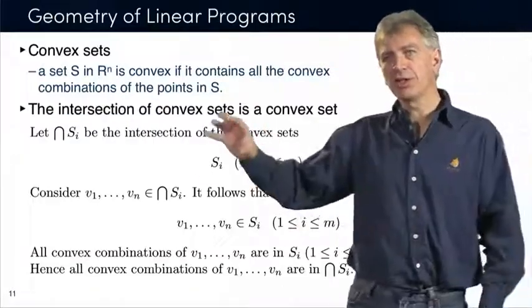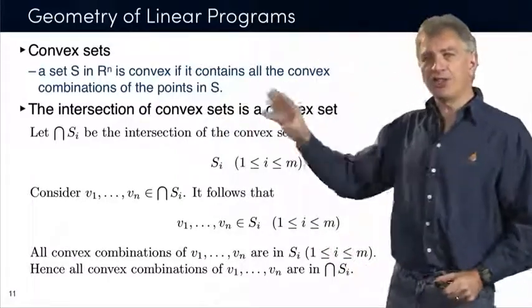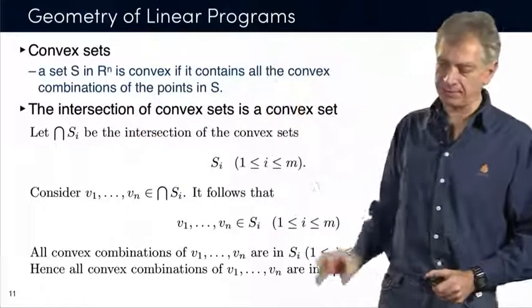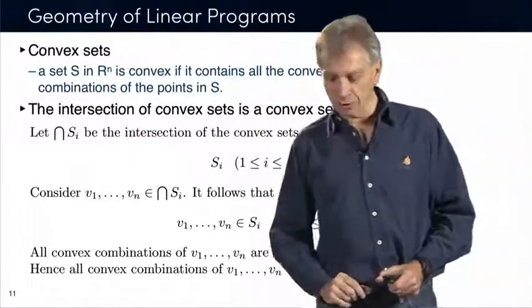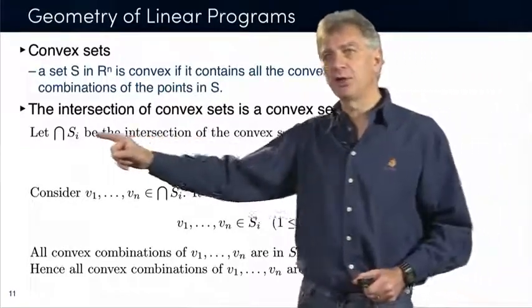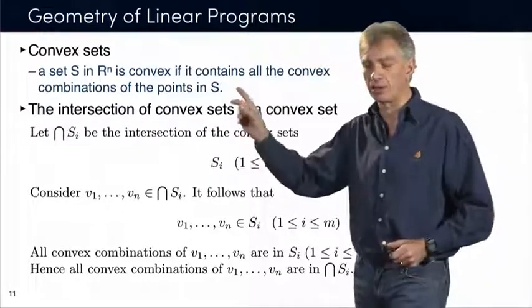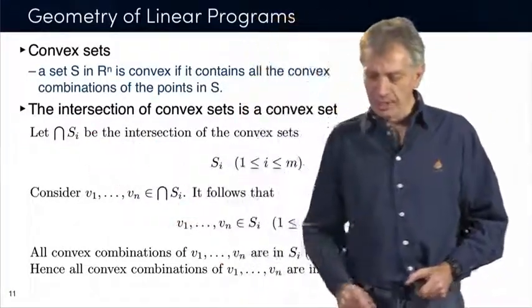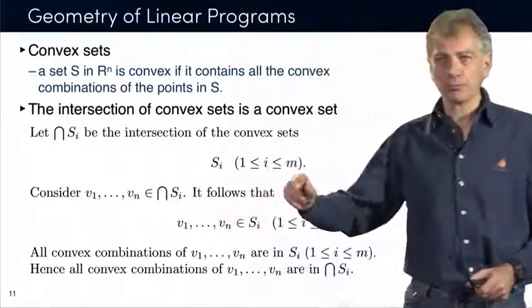Now, this is an interesting result that we're going to use all the time. Essentially, the intersection of a set of convex sets is itself convex. And this is the proof, a very, very simple proof. Let's denote by this notation here the intersection of all the sets Si, from 1 to n. So we take this intersection of all these sets.